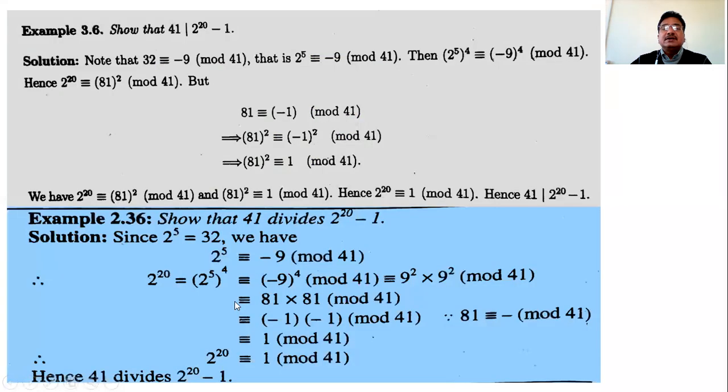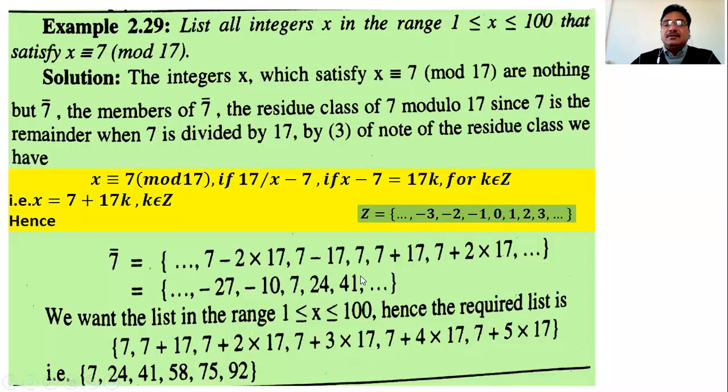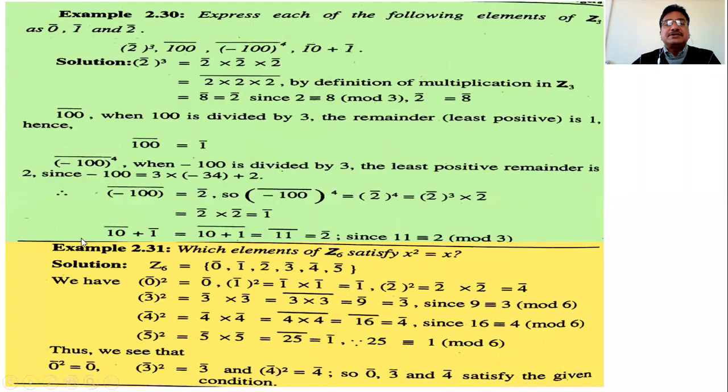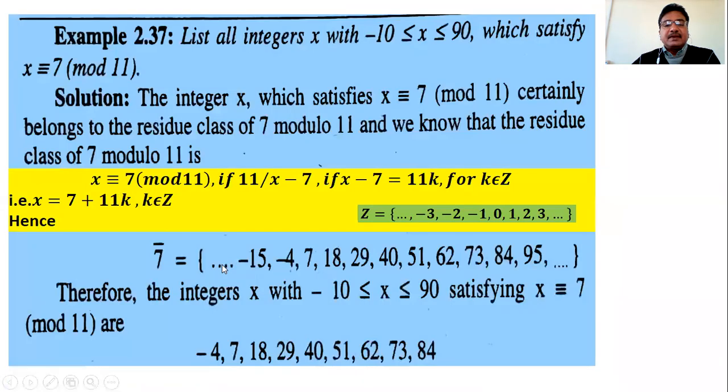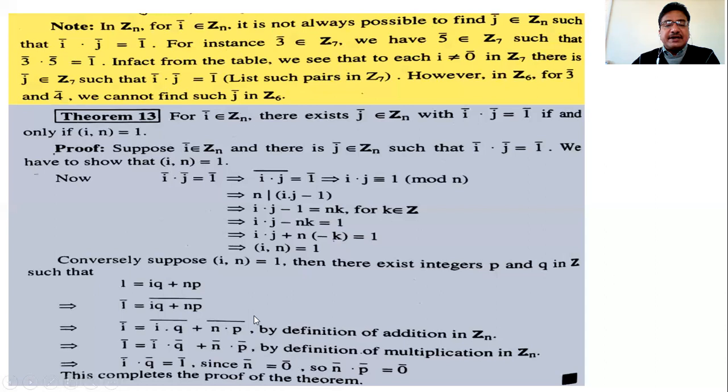So if you observe Z7, what is 7 bar? 7 bar is 0 bar. In Z7, 7 bar is 0 bar. In Z6, 6 bar is 0 bar. So like that, in Zn, in general, n bar is 0 bar.